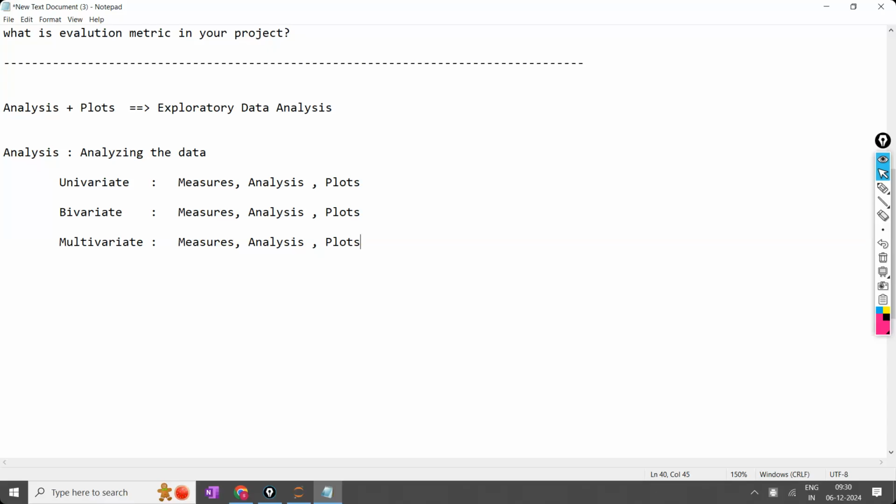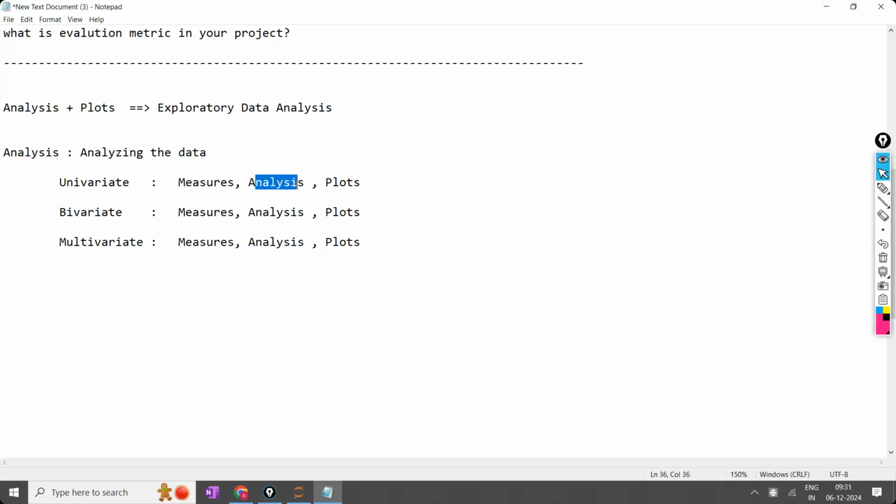Univariate means considering a single variable and measuring. Like you are considering a single column, and if you measure, mean will be considered on the single variable. Median and standard deviation, all these things are calculated on a single variable. They are called univariate measures. Covariance and correlation are called bivariate measures. Multivariate means you have the correlation matrix. That matrix, the values you are going to fill in, all this comes under multivariate measures.